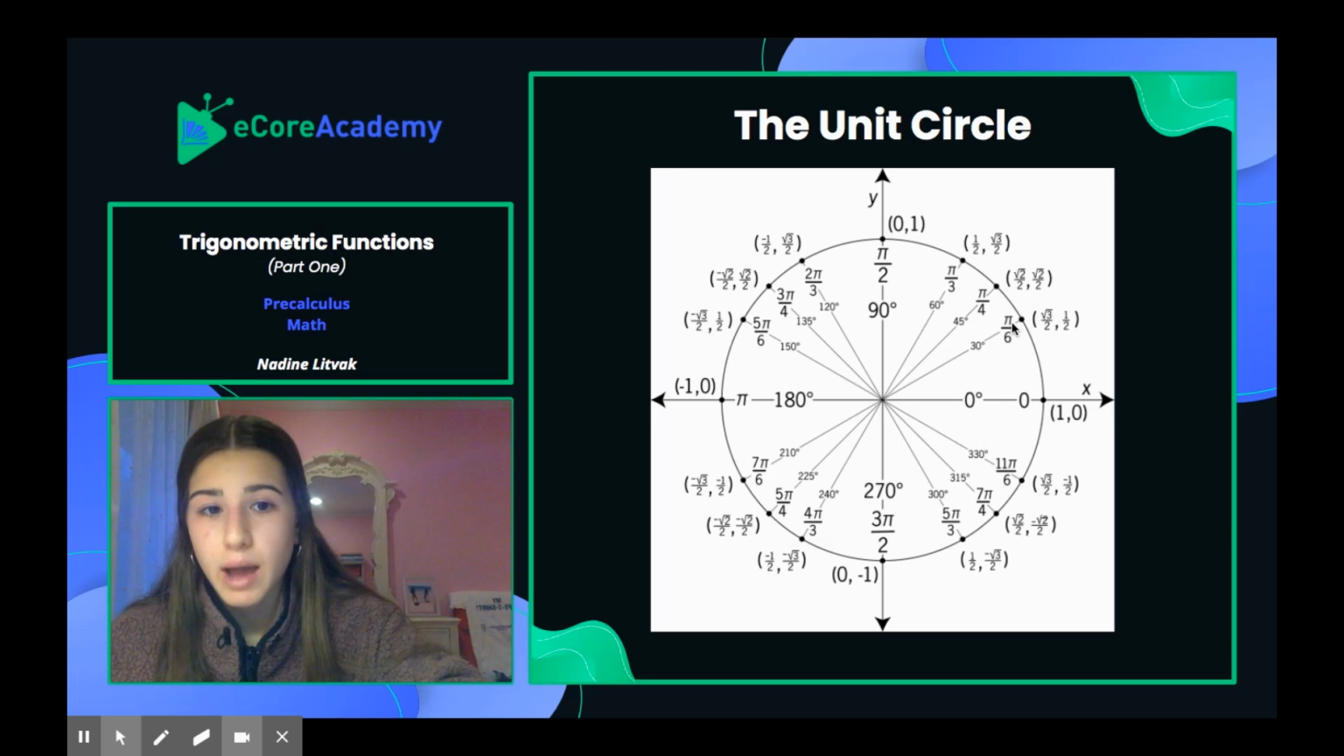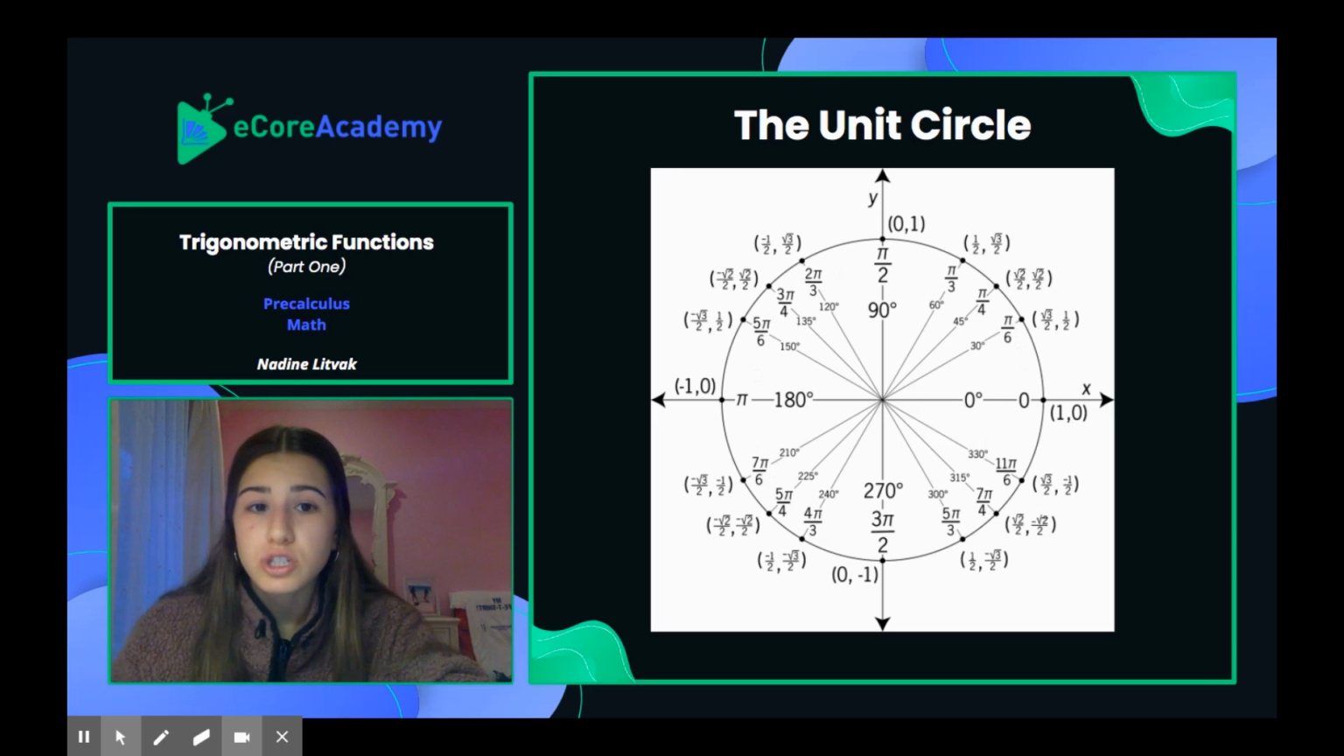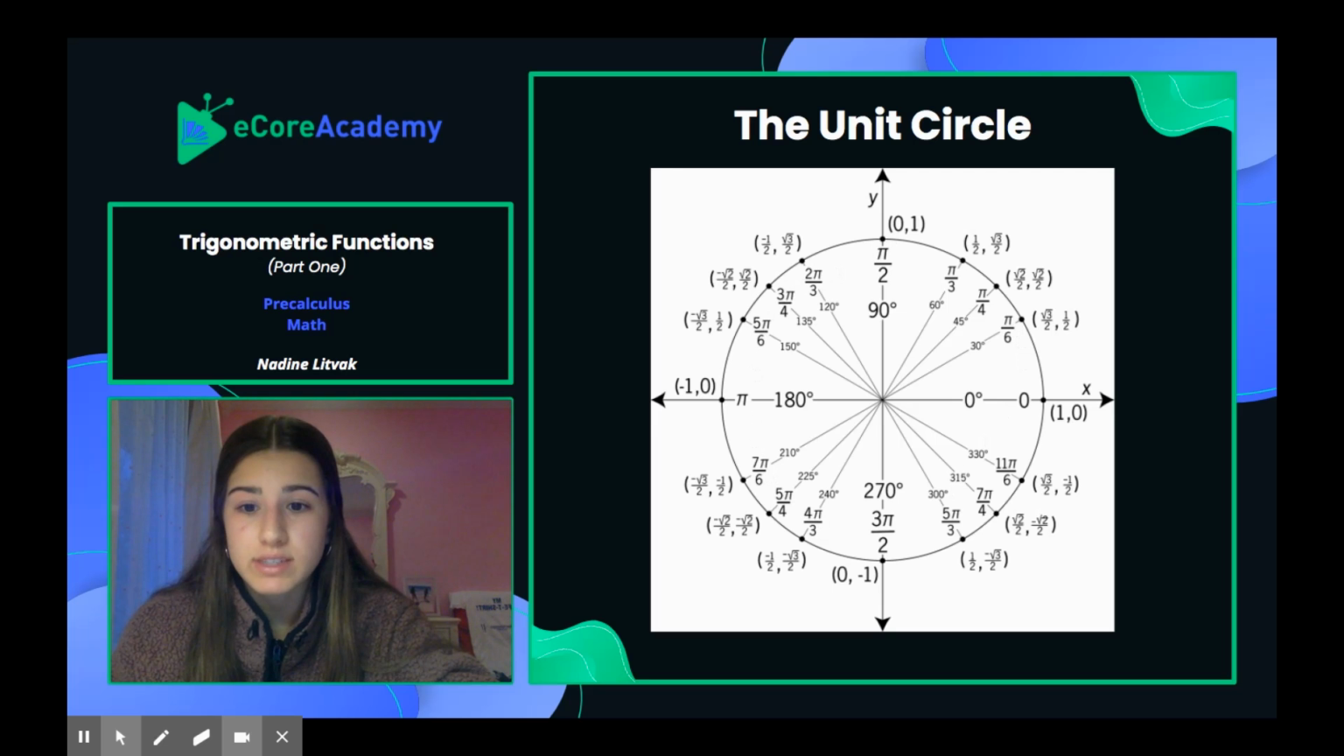And the numbers on top, so the 2 pi, the 3 pi, the 5 pi, 7 pi, 5 pi, 4 pi, this is just stuff you have to memorize. So the unit circle is purely memorization. You need to memorize this in order to learn all the other lessons in pre-calc. It is crucial that you know this because we will be using the unit circle for almost every single lesson in pre-calc.